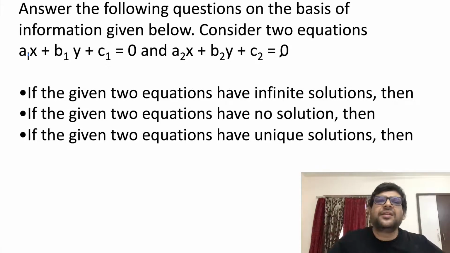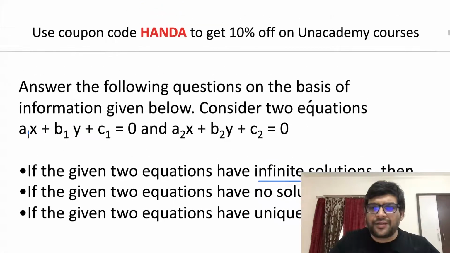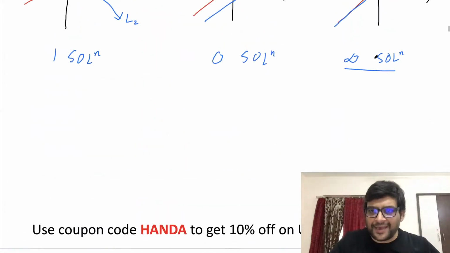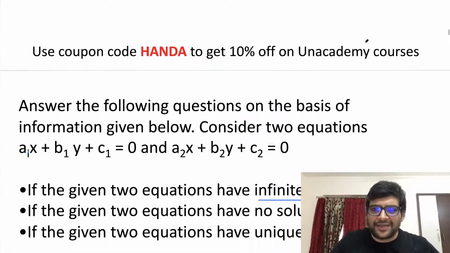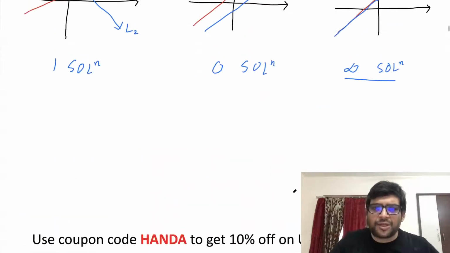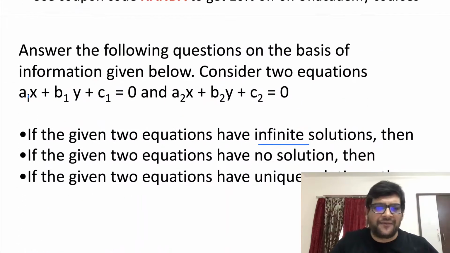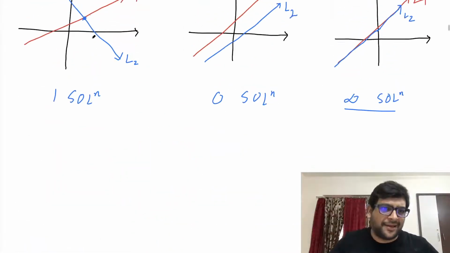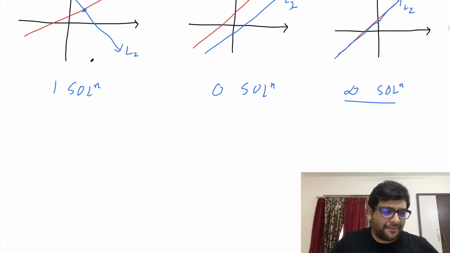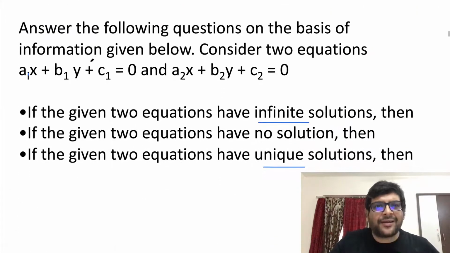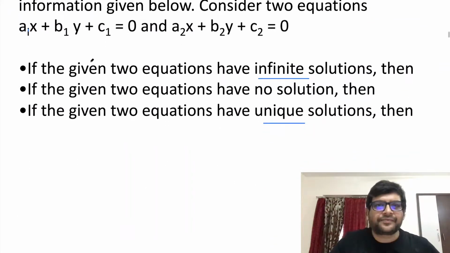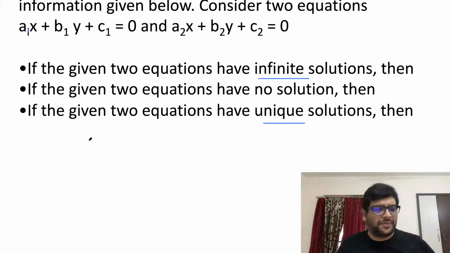Can you tell me what is the condition for it to have infinite solutions? Like this case, what is the condition for it to have no solutions, which was my middle case? And what is the condition for it to have unique solutions, like my first case here? Can you tell me what the conditions are in terms of A1, A2, B1, B2, C1, C2? What will be the conditions?